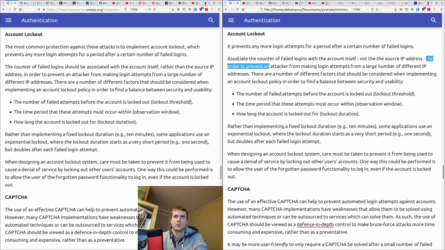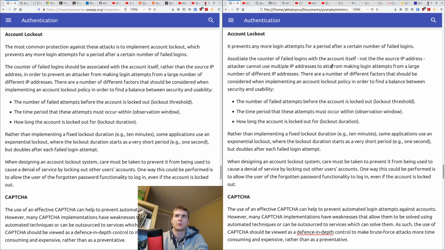So we are going to say that an attacker cannot use many or multiple IP addresses to attack, to log in, let's just say.